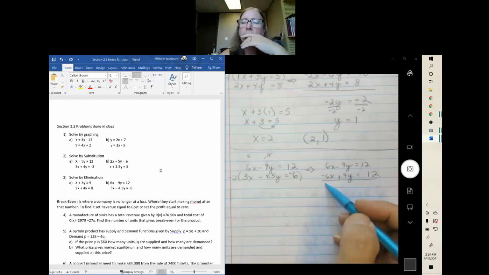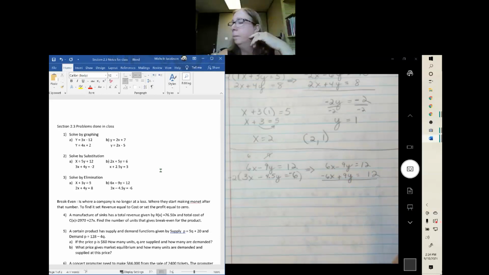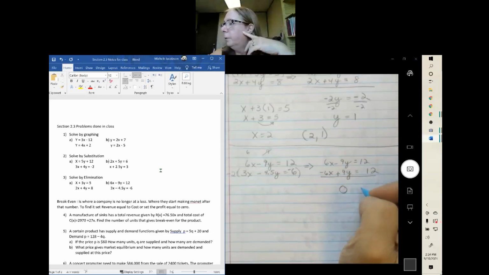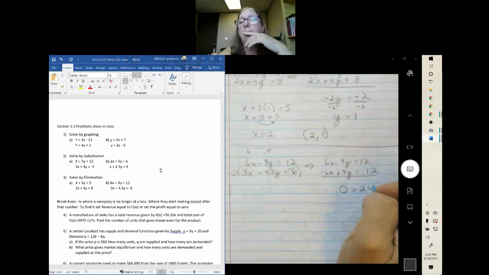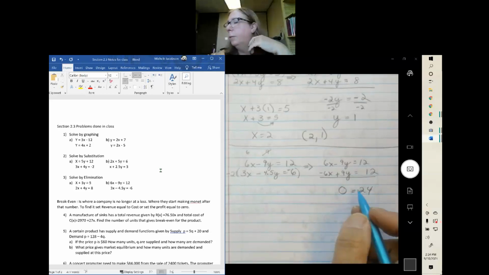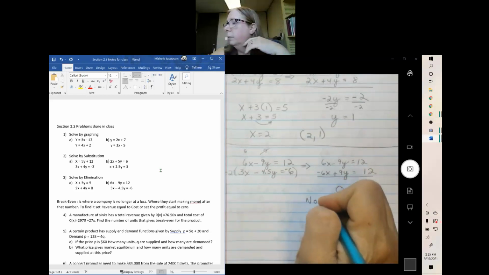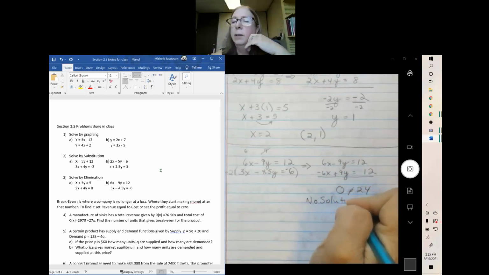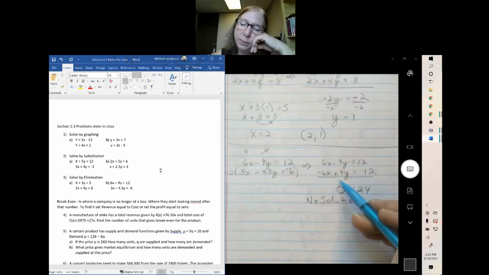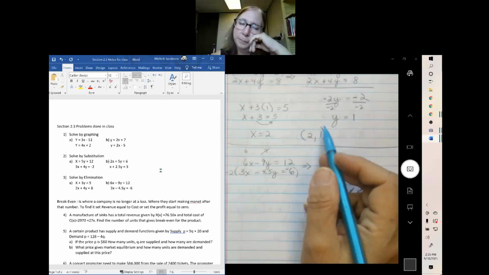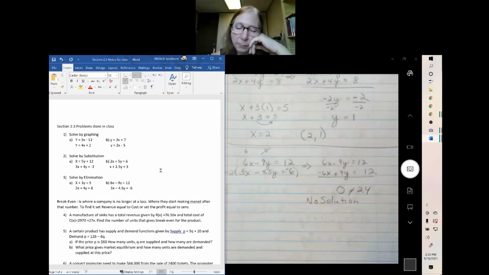Notice the 6x's and the 9y's both cancel, so it leaves 0 on this side. 0 equals 24. That's a false statement, so there's no solution. So it's either no solution when the variables drop out, or many solutions, or you get one answer. Any questions on that?